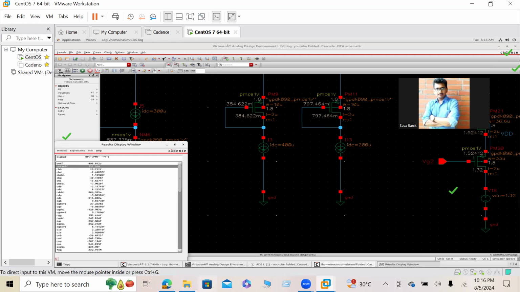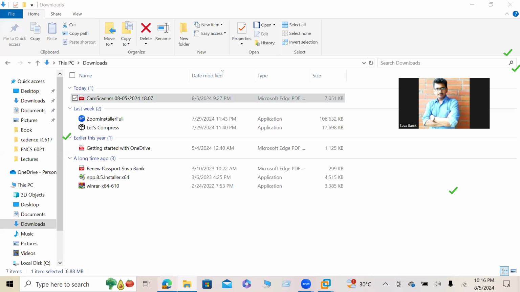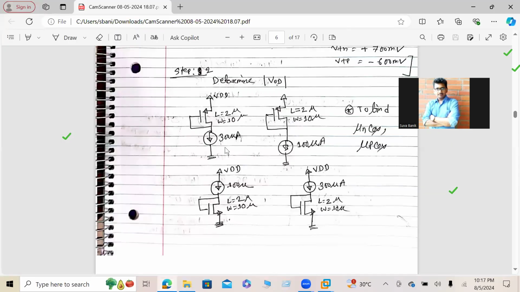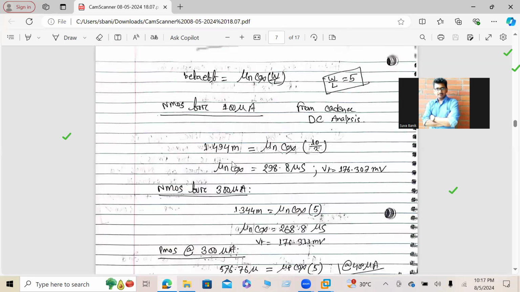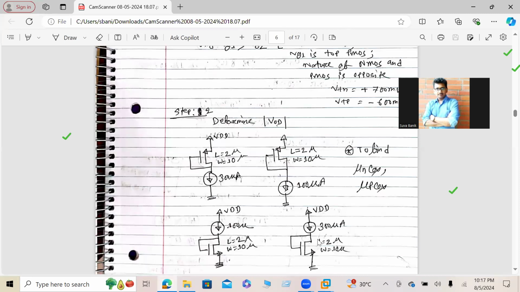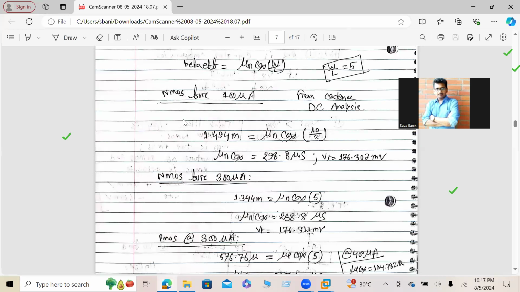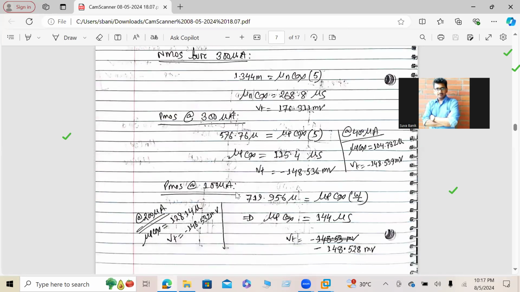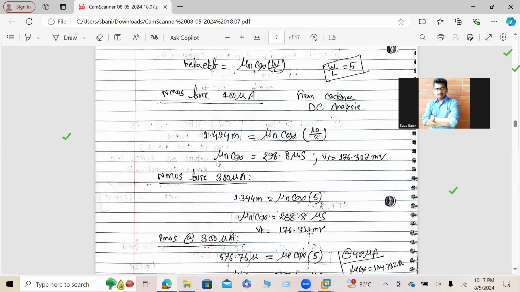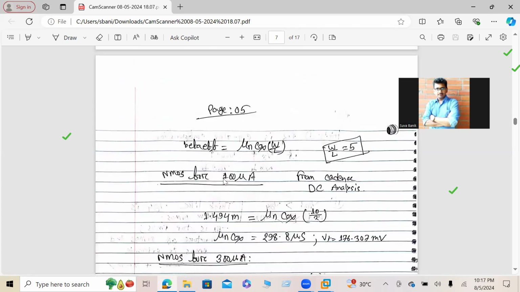So what is beta effective? We need this value, beta effective. Okay, 300, 100, you can see this. I will explain later how I choose the current, why it is 300, why it is 100. But for now, I ran several simulations for 100 and for 300, and I find the mobility every time to check how mobility changed, nothing else. Here I use W by L equal to 5, W 10, L 2.